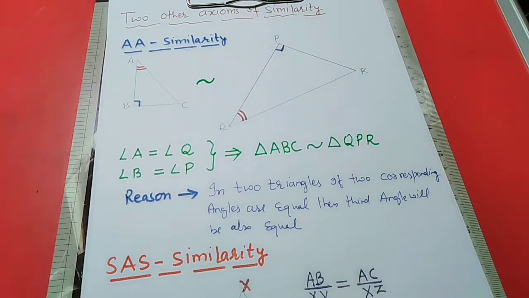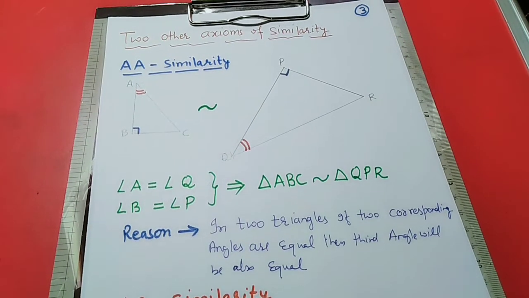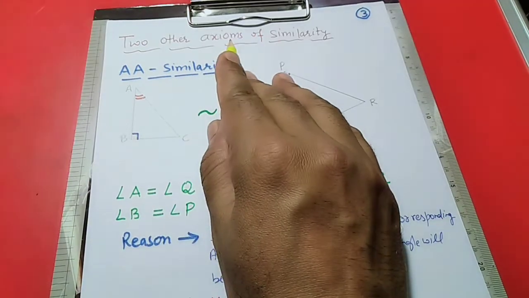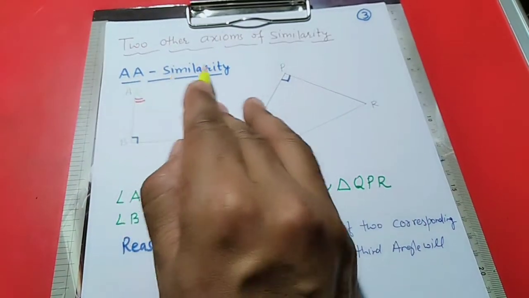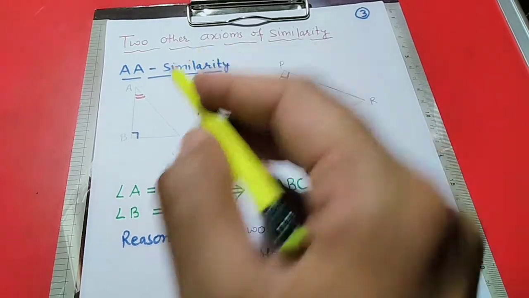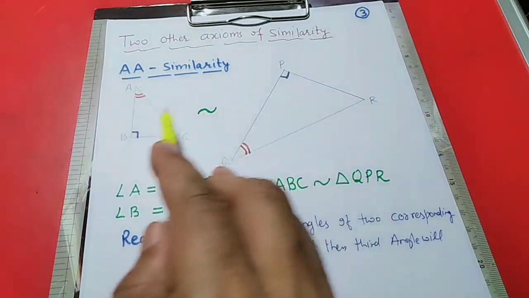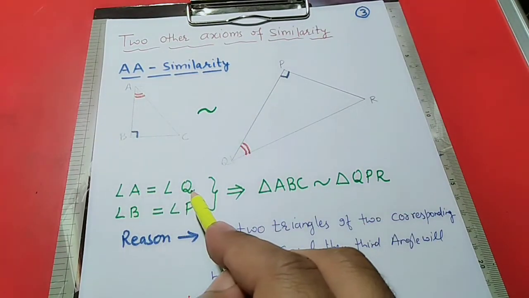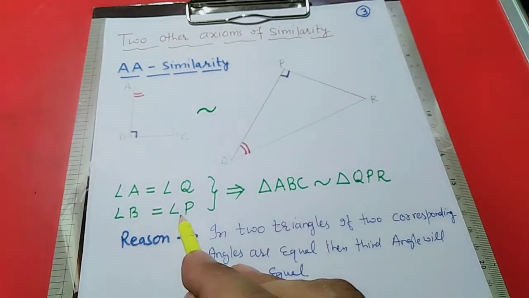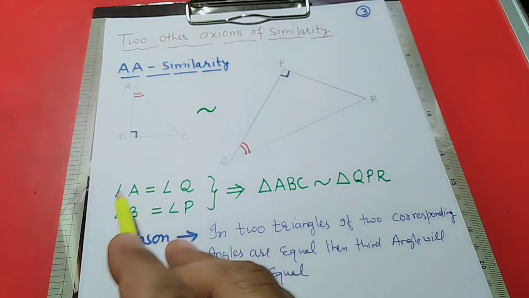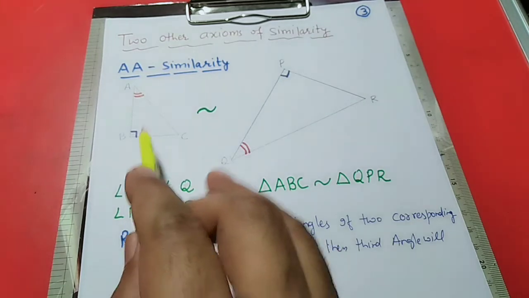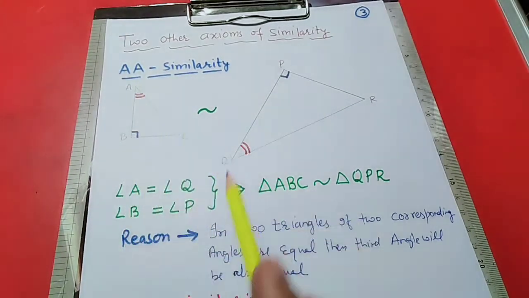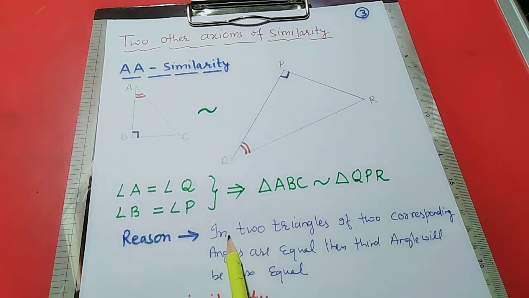Now, what are two other axioms of similarity? Two other properties of similarity. Number one, angle-angle similarity. What does it mean? Suppose these two triangles are similar, and angle A, the red one, is equal to angle Q of this, and angle B is equal to angle P. If these two angles are equal, then obviously, because the sum of three angles of a triangle is 180 degrees, in two triangles, if two corresponding angles are equal, then the third angle will automatically be equal.